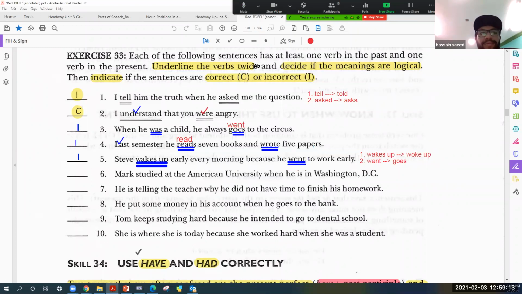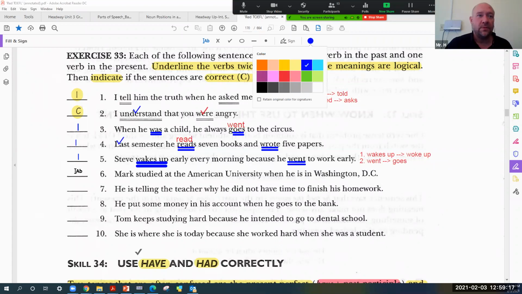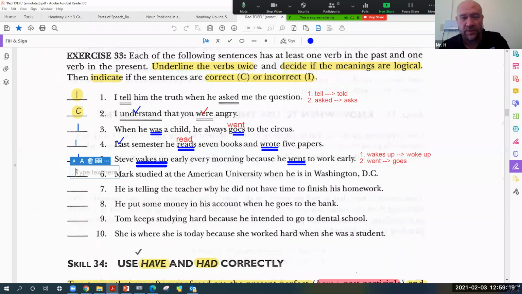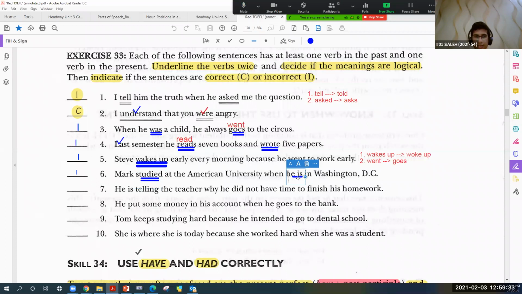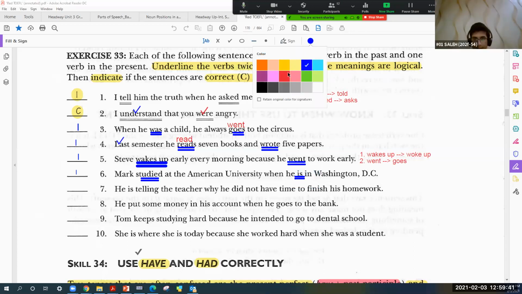Saleh, do number 6. Incorrect. Why is it incorrect? What's the problem? He is in Washington. We have here studied and is. It is not logical. So how do I fix it? What should I do? Change is to was.